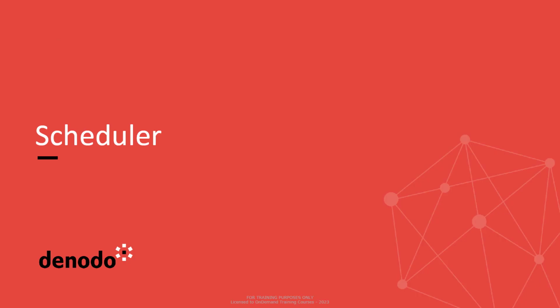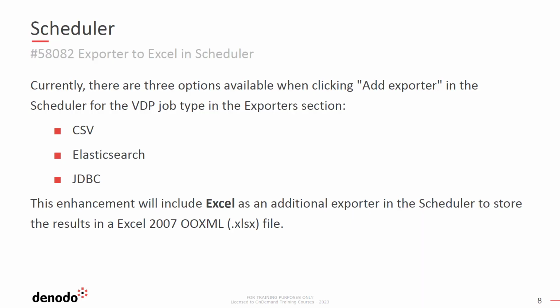We will introduce now the enhancements added to the scheduler. Until this update, there were 3 options available when clicking Add Exporter in the scheduler for the VDP job type in the Exporters section: CSV, Elasticsearch, JDBC. This enhancement will include Excel as an additional exporter in the scheduler. It stores the tuples obtained in the Excel file in 2007 Office Open XML format. The user can specify in the output field the path and the name of the generated file.